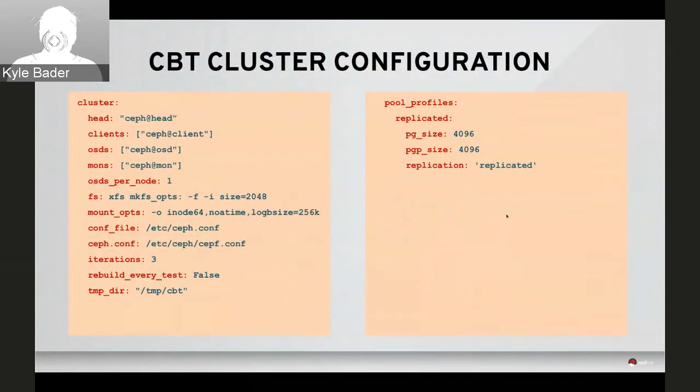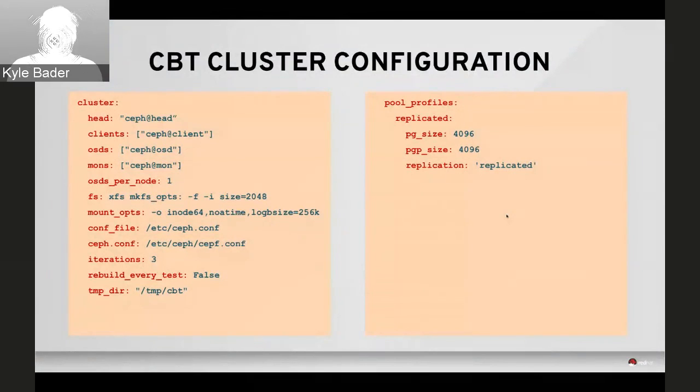And then the temp directory is just where on the head node and the client node they're going to dump the temporary data, the monitoring data, and the output from the various benchmark tools. And then you have the pool profile, where you specify a pool profile. So the higher level, replicated, that's the profile name. And then you can specify the number of placement groups you want.